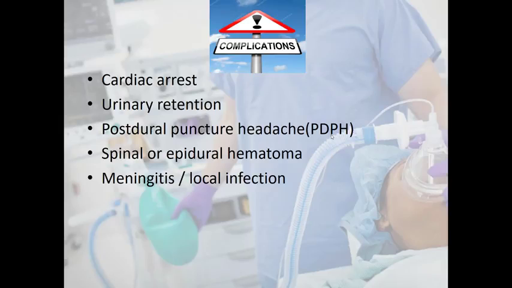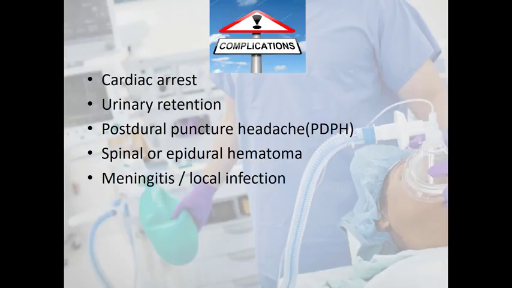Hematoma, as we have already talked about: if the patient has any coagulopathy, or is on anticoagulants, we should avoid it, because then there is a chance of spinal or epidural hematoma. If that happens, symptoms include sharp back and leg pain with motor weakness, or sphincter dysfunction, or both.